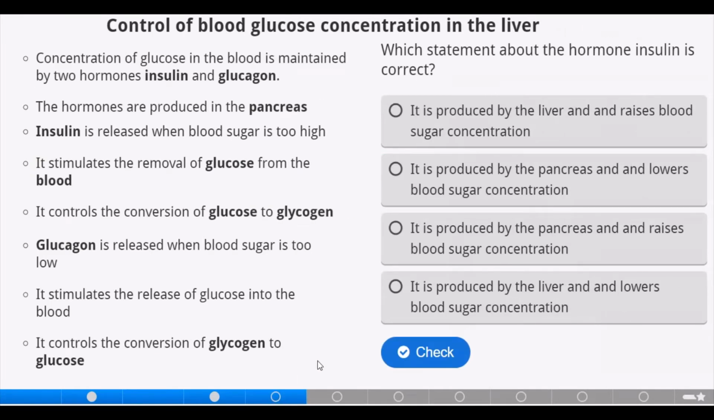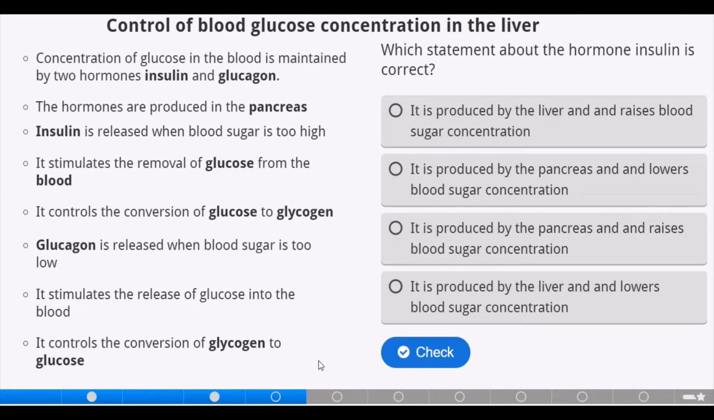Control of glucose concentration in the liver. Concentration of glucose in the blood is maintained by two hormones, insulin and glucagon. The hormones are produced in the pancreas. Insulin is released when blood sugar is too high. It stimulates the removal of glucose from the blood. It controls the conversion of glucose to glycogen. While glucagon, on the other hand, is released when blood sugar is too low and it stimulates the release of glucose into the blood. It controls the conversion of glycogen to glucose.